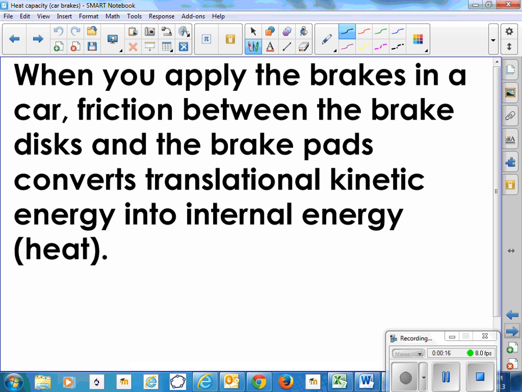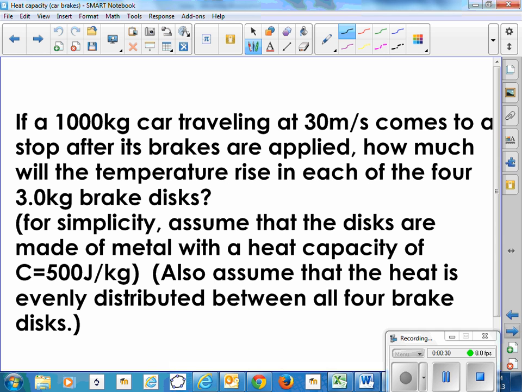When you apply brakes in a car, friction between the brake discs and the brake pads converts translational kinetic energy into internal energy, which we experience as heat. So if a 1,000 kilogram car traveling at 30 meters per second comes to a stop after its brakes are applied, how much will the temperature rise in each of the 3 kilogram brake discs? We will assume that the discs are made of metal with a heat capacity of 500 joules per kilogram per degree. That's about right for steel. Let's also assume that the heat is evenly distributed between all 4 brakes.